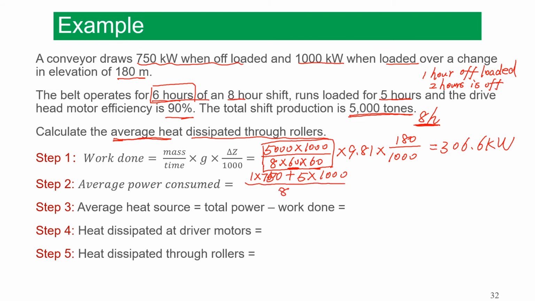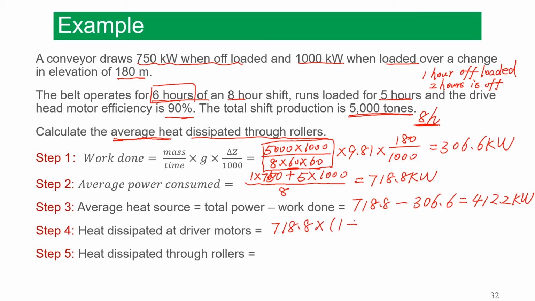The average power consumed equals 1 hour unloaded plus 5 hours loaded, that's 1000 kilowatt, divided by 8 hours. So over the 8 hours, I want to calculate the average, equals 718.8 kilowatt. So the average heat source equals total power minus work done. Total power is 718.8 minus work done, which is 306.6. That equals 412.2 kilowatt.